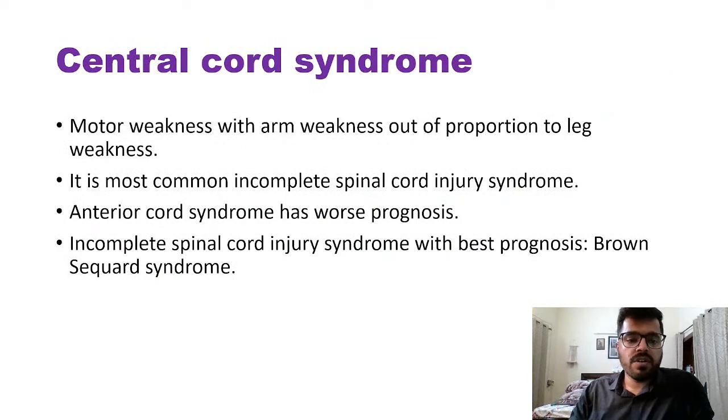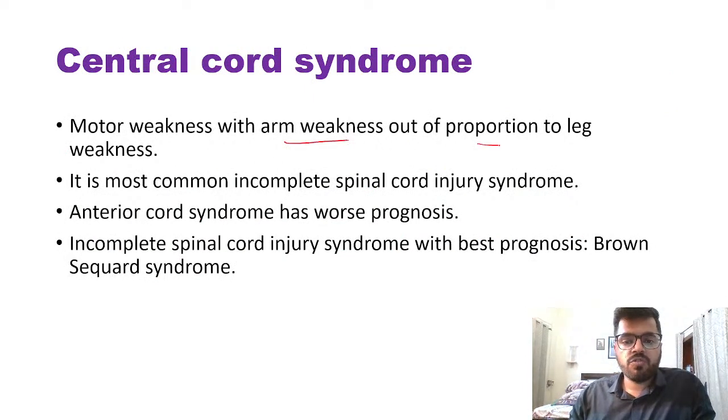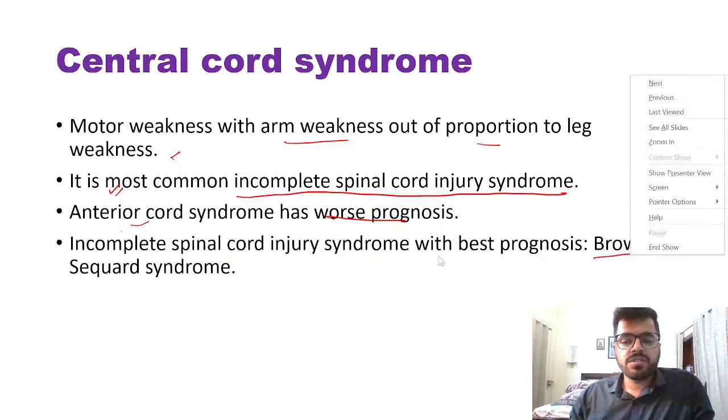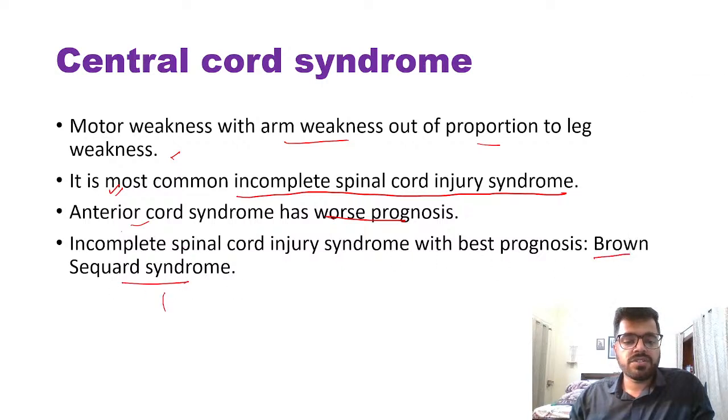We have central cord syndrome, that is motor weakness with arm weakness out of proportion to the leg weakness. It is the most common incomplete spinal cord injury syndrome. It has a relatively good prognosis. Anterior cord syndrome has worse prognosis. The incomplete spinal cord injury with best prognosis is Brown-Sequard, which is the hemisection. Hemisection has the best prognosis.